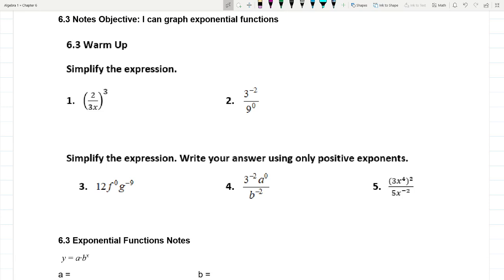This is the 6-3 warm-up. Your objective today is that you can graph exponential functions. If you haven't already given this a shot, go ahead and try it out. We will be continuing on.